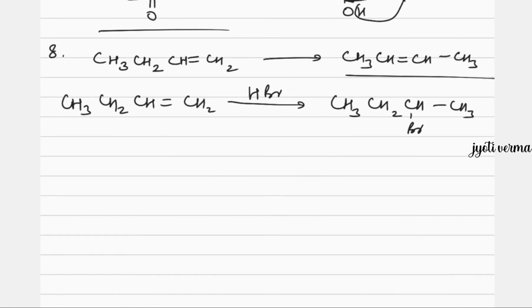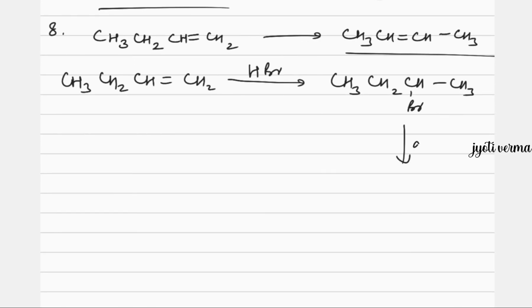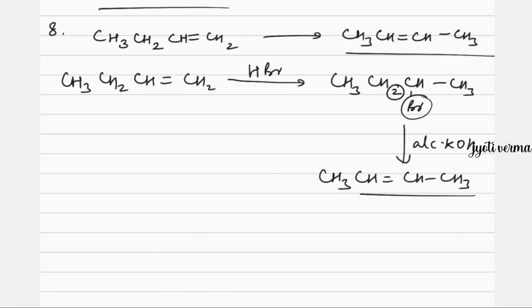So 2-bromobutane. Now you do its reaction with alcoholic KOH. Br from here, H from the beta carbon. And we will be getting, according to Saytzeff's rule, the more stable product, or you can say the major product. So that's how but-1-ene can be converted to but-2-ene.